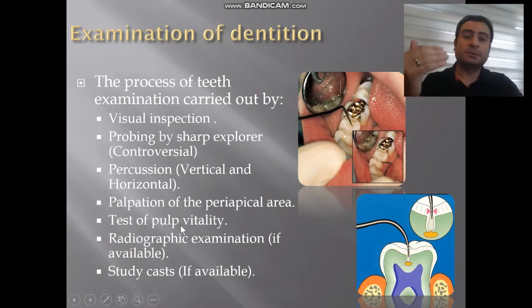For example, we can use an electrical pulp tester. We can use a thermal pulp tester, either using heated gutta-percha to examine the pulp vitality, or cold ethyl chloride on a cotton pledget just to examine the response of the pulp to thermal changes. Radiographic examination and study casts can also be used.